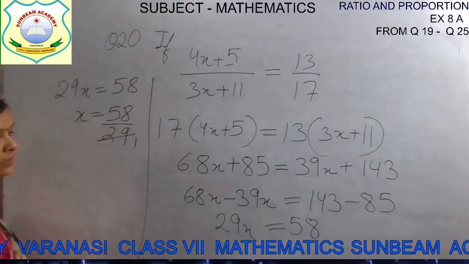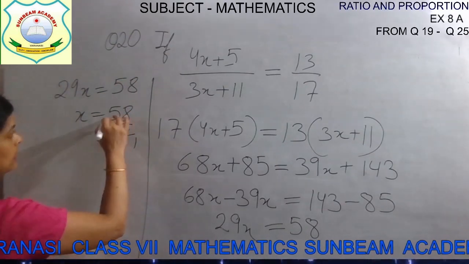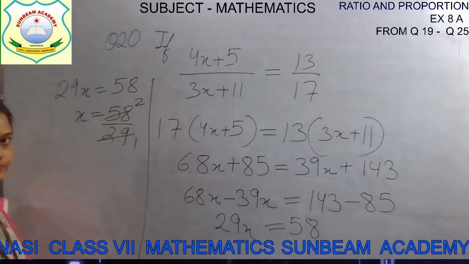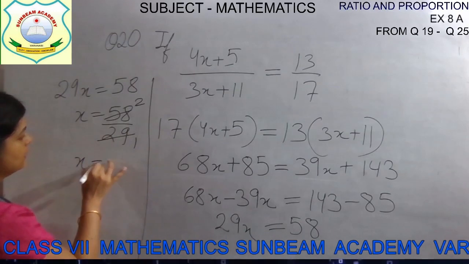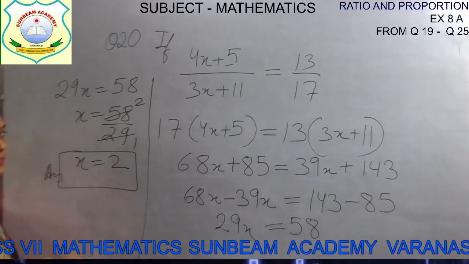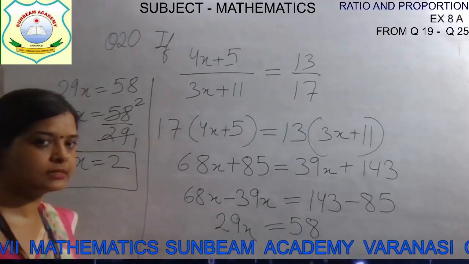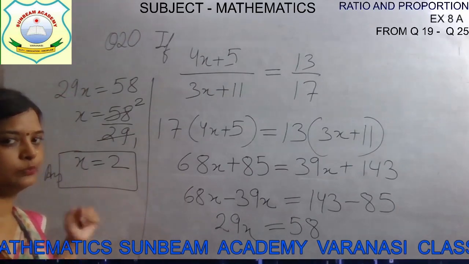Now 29 ones are 29 and 29 twos are 58. X is equal to 2. And this is what they are asking. That's why we will write down: hence, the value of x is 2.